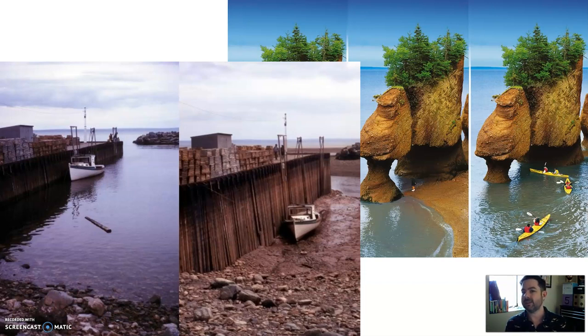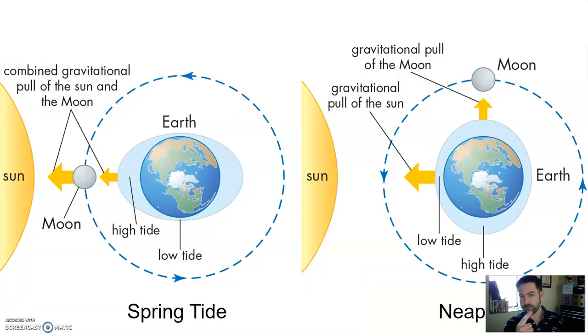So why does all this occur? Why does this sea level change happen twice daily? You get 2 high tides and 2 low tides in most places. Sometimes you only get 1 high tide and 1 low tide. But why does this occur? Well, it has to do with the Earth spinning around, and it has to do with the moon, and it has to do with the sun.